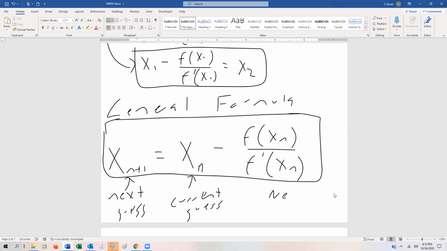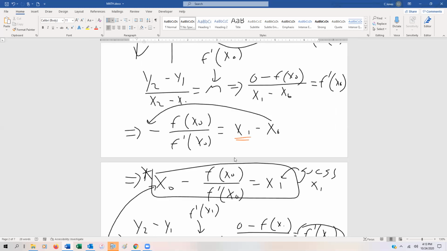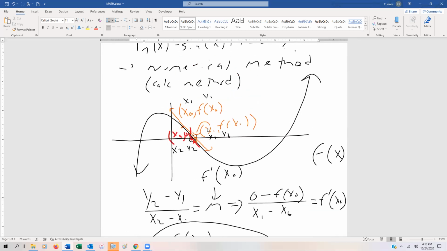Now, I'm not going to ask you to be able to derive Newton's method for an examination. We're just going to be able to use it. But since it is an application of the derivative, I wanted to ensure that everybody understood where this came from. Where it comes from is just the continuous tangent lines associated with the function, and then the next guess and the next guess.